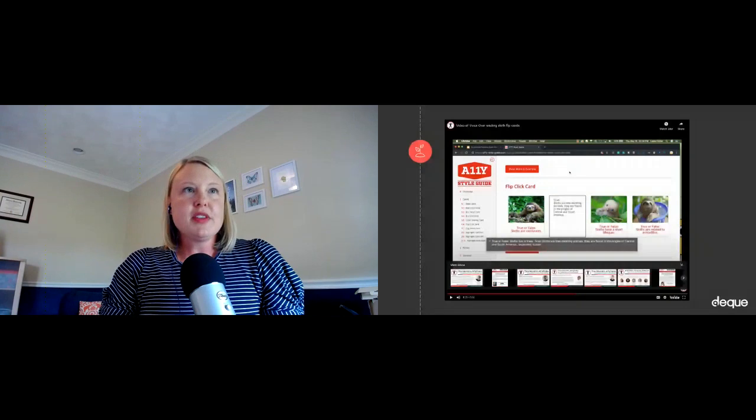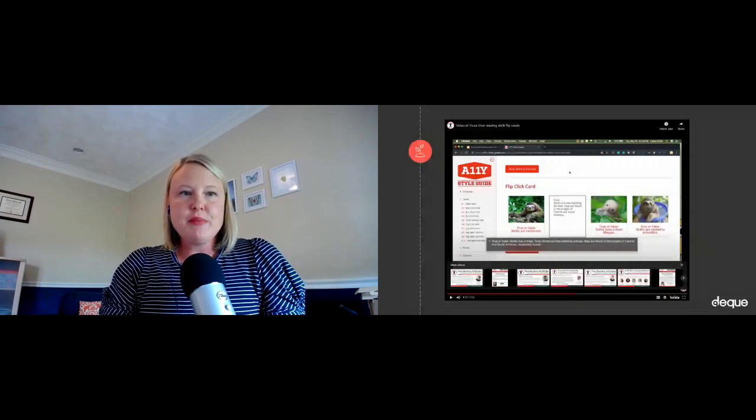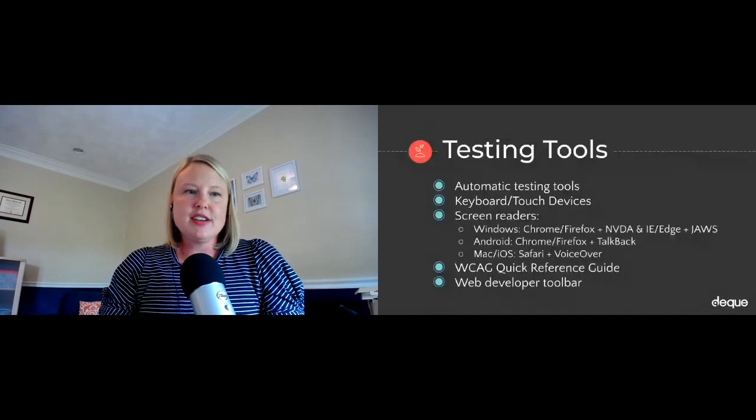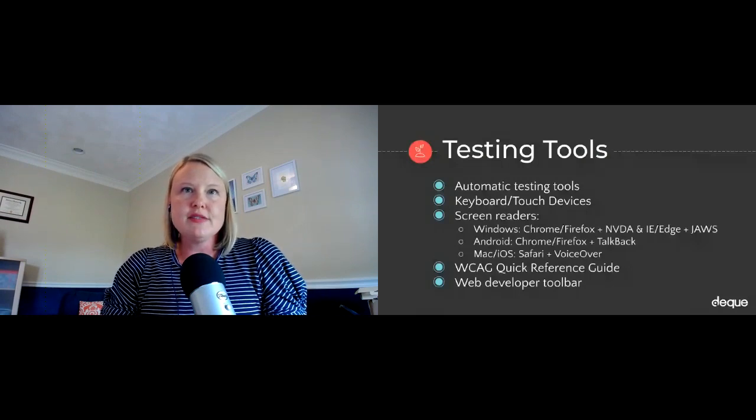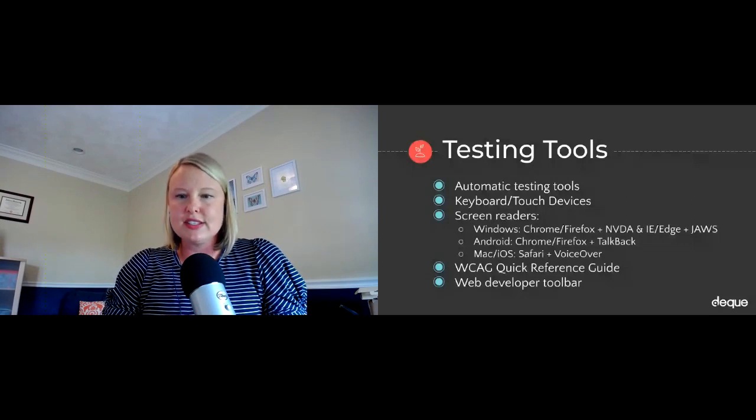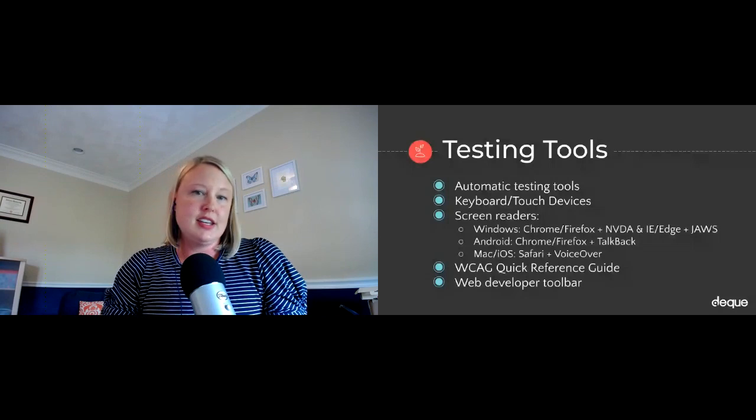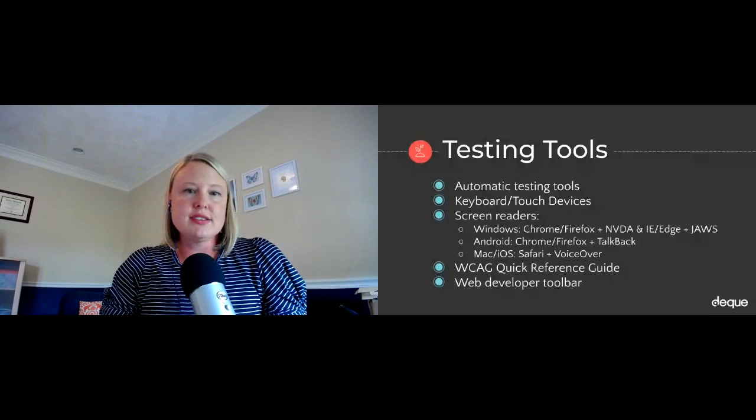So again, some of the things that I would recommend for testing: automatic testing tools, keyboard, touch devices. We talked about some screen readers. Combinations of screen readers are really important too. So these are the ones I'm leaving you with: Windows, Chrome, Firefox plus NVDA. NVDA is edging out JAWS only because JAWS is expensive, and NVDA is just as good in most cases. That's kind of the gold standard.